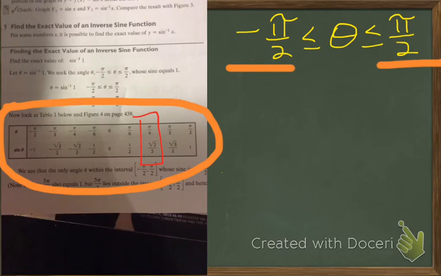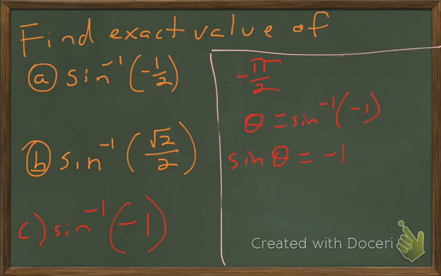We go back, we look at our chart, and we are looking at negative 1, which ends up being negative pi over 2, which is what our answer is here. So sine inverse of negative 1 is negative pi over 2. Okay? Simple, straightforward. That's the end of finding the exact values of sine inverse.